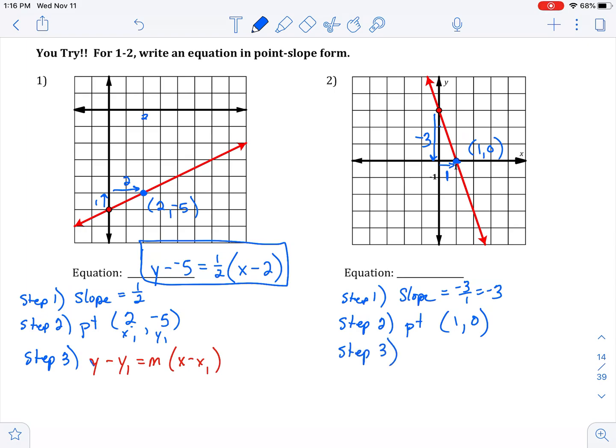Step 3 is to remind ourselves that point slope form is y minus the y coordinate equals the slope multiplied by x minus the x coordinate wrapped in parentheses. As we write this out here, we will end up with y minus 0 equals the slope was -3 times x minus the x coordinate, which was 1.